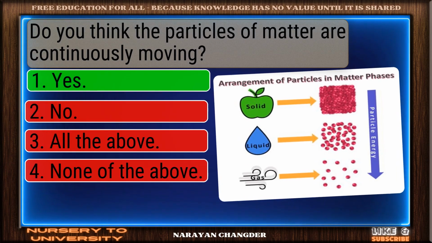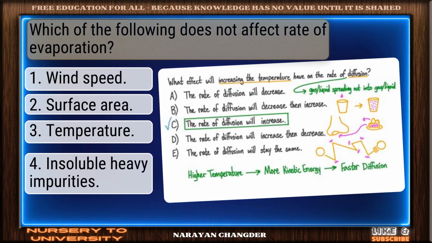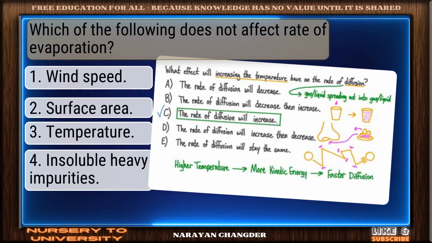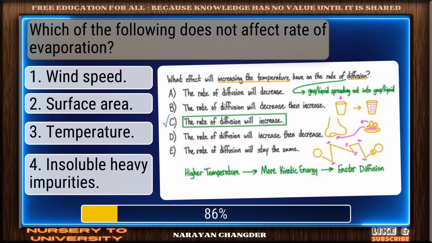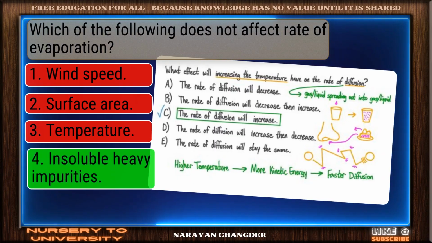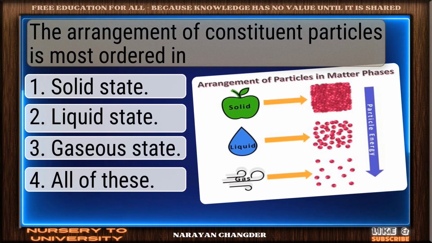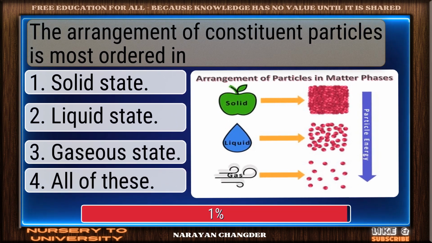Smart pick. Yes is the correct choice. Question number 41. Which of the following does not affect rate of evaporation? Excellent choice. Insoluble heavy impurities is the right answer. Question number 42. The arrangement of constituent particles is most ordered in?